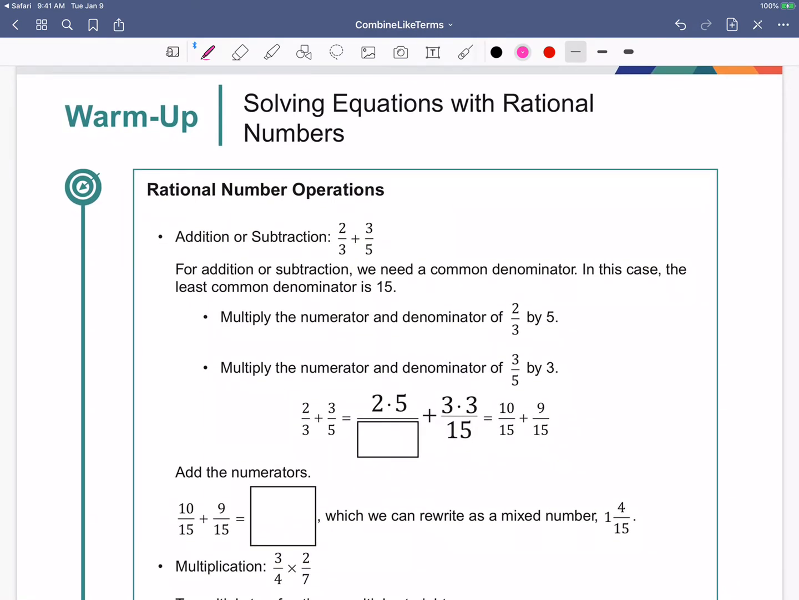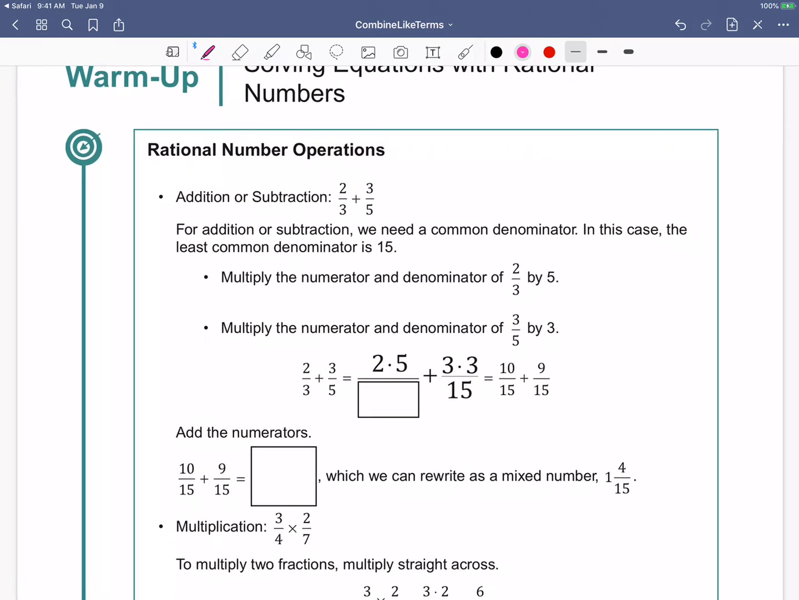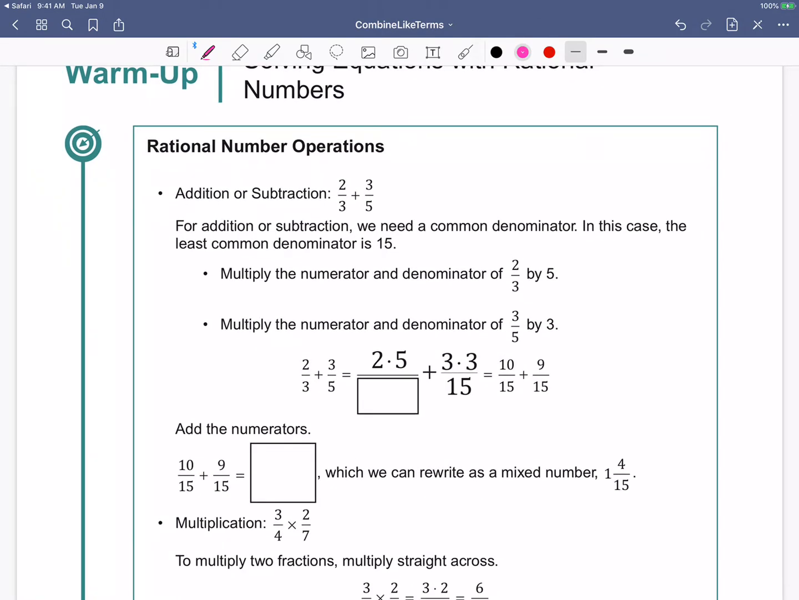So moving on, we have rational number operations. This should be familiar to us all, right? This is just adding two fractions with a different denominator. So for addition and subtraction, we need to find the common denominator. That is your first step. Step 1 is to find the common denominator.